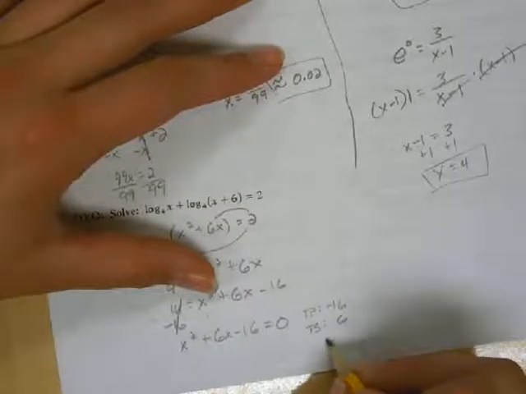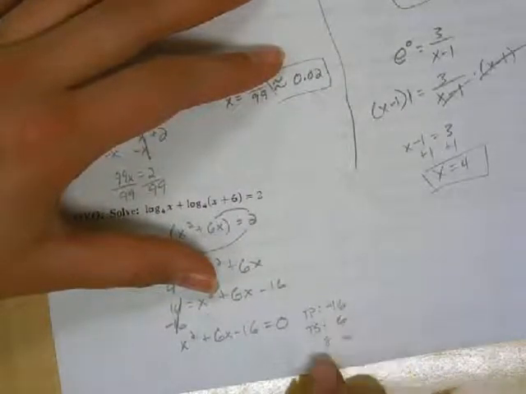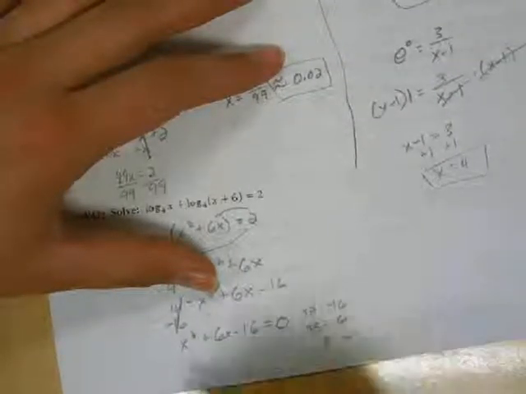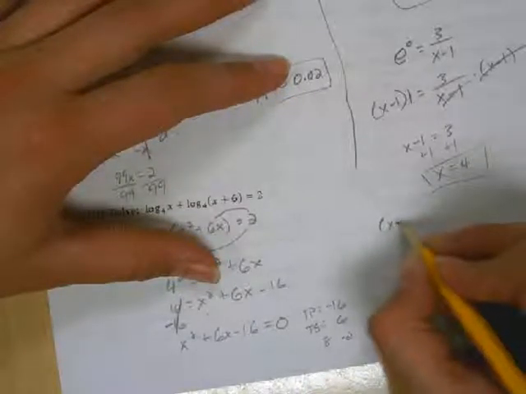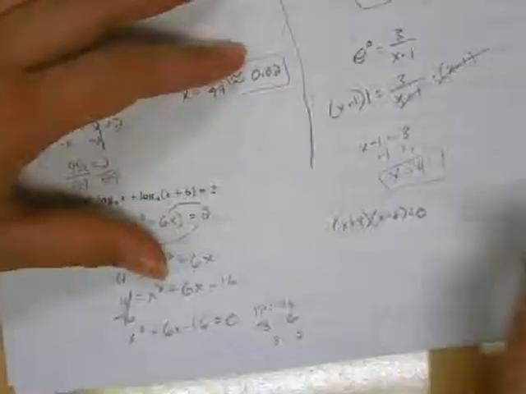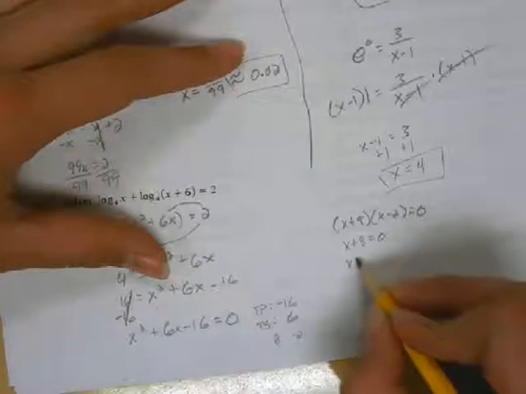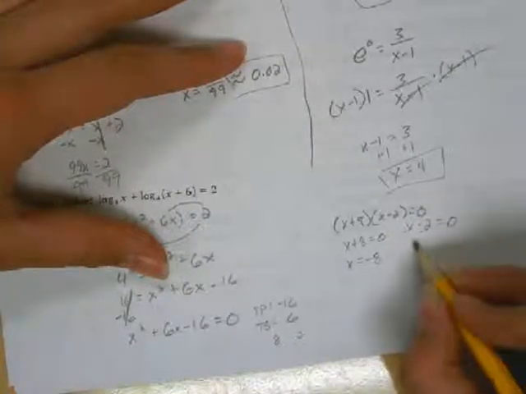Well, 8 and negative 2 multiplies to negative 16. 8 minus 2 is positive 6. So 8 and negative 2. Okay, I'm going to come up here. So I get x plus 8 and x minus 2 equals 0. We'll solve. So x plus 8 equals 0, so x is equal to negative 8. x minus 2 is equal to 0, so x is equal to positive 2.